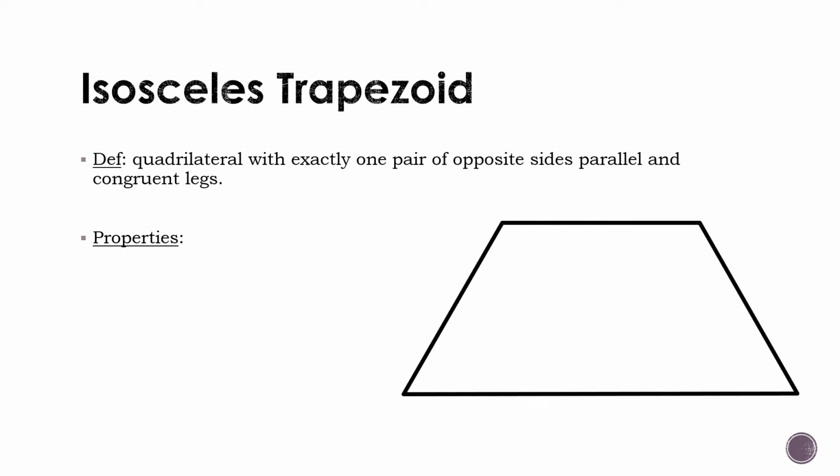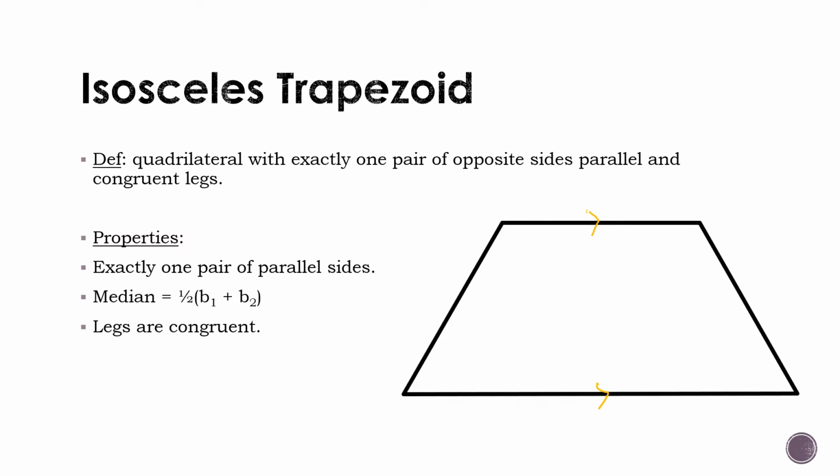All right, so the definition of an isosceles trapezoid is a quadrilateral with exactly one pair of opposite sides parallel and congruent legs. So again, since it's a trapezoid, it's going to have the same two properties of a trapezoid. That's going to be exactly one set of parallel sides, and the median is going to be 1/2 (B1 plus B2). Okay, now a couple of new ones.